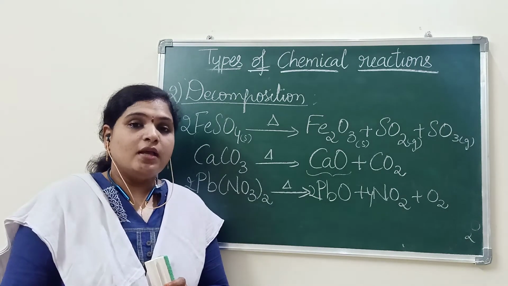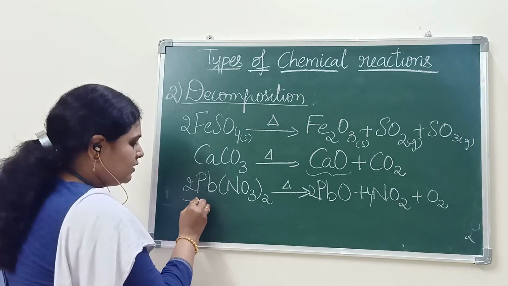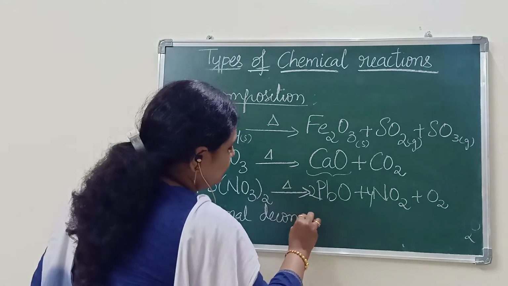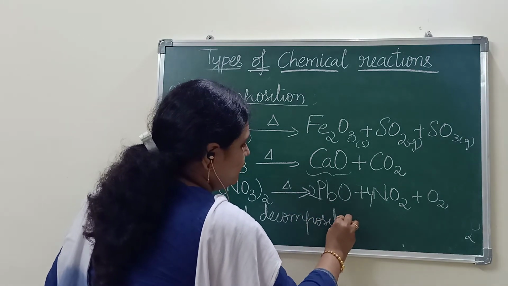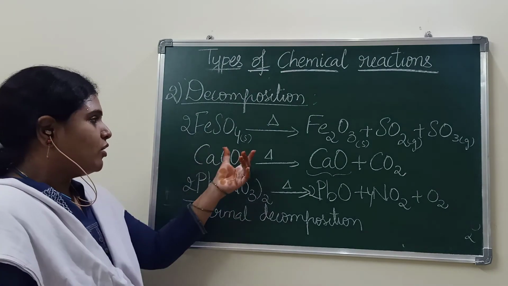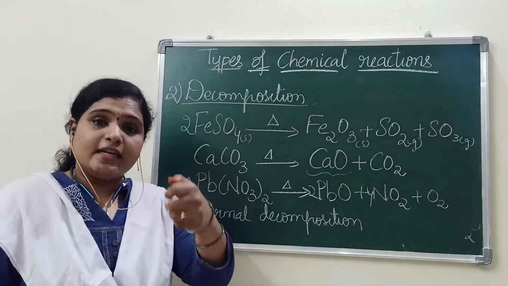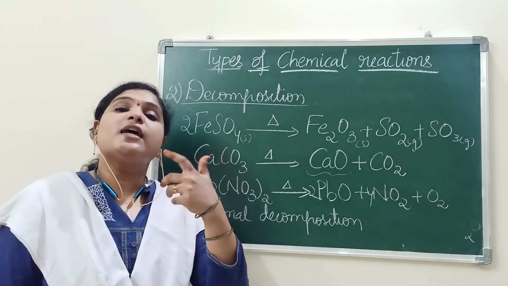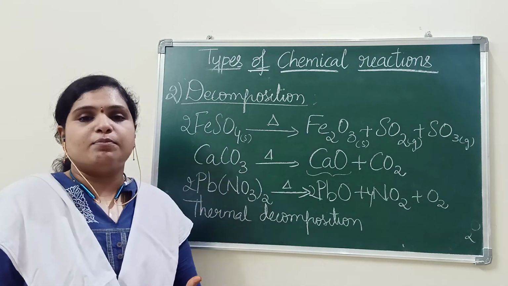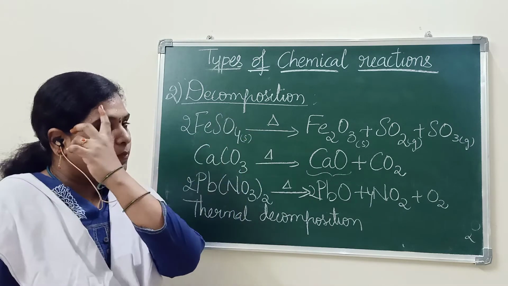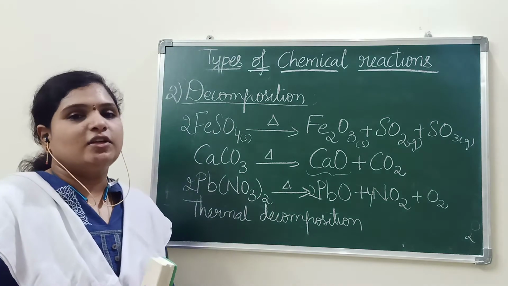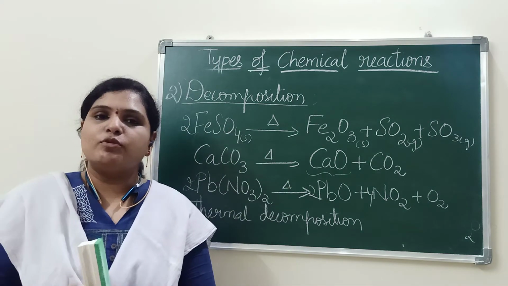What do you call them? Thermal decomposition. These are the examples for thermal decomposition, because heat energy is involved. We are heating it, which means we are raising the temperature. With the help of an increase in temperature, we are proceeding with this decomposition reaction. That's why it is called thermal decomposition. Hope you have understood thermal decomposition.